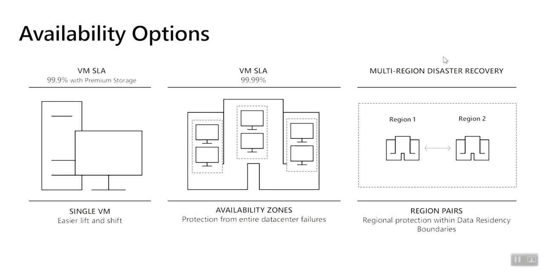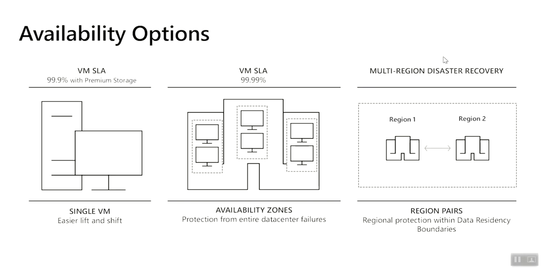So let's talk about availability options. In the cloud, we have a lot of flexibility to plan for backup and resiliency in case there's a data center failure or some sort of issue. When we talk about availability options, we want to make sure we're getting as high a 9 as possible.